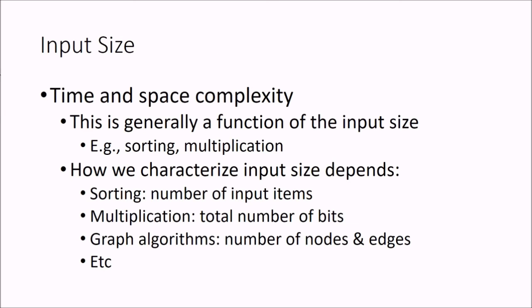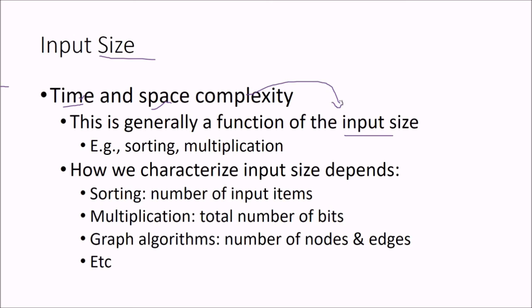The important part is input size. Whenever we deal with an algorithm, we're only interested in input size. So there are two types of complexity. One is running time complexity, one is memory usage complexity. So formally we know them as time and space complexity. Time is running time, space is memory space. So this is generally a function of the input size, which these complexities are.